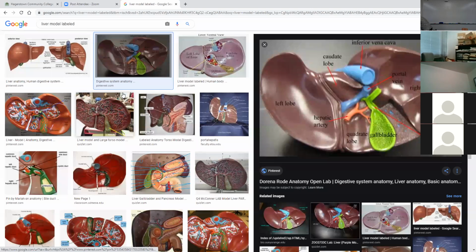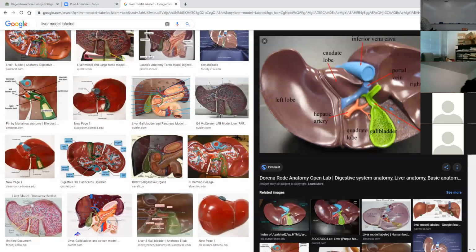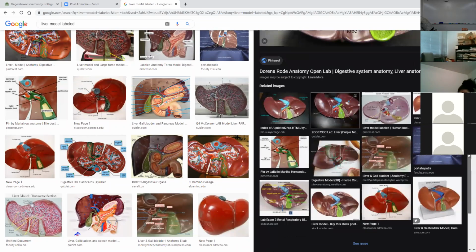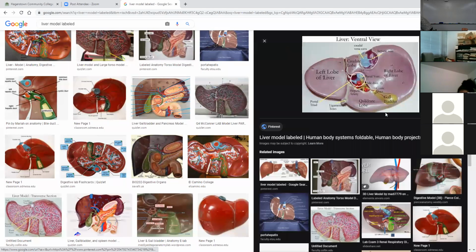That looks like a good one right there. Okay, this is the bottom of the liver, the inferior aspect. This is actually better. Yeah, this is very close to our liver model. We got the right lobe, here the left lobe, sometimes it's called the main lobe.